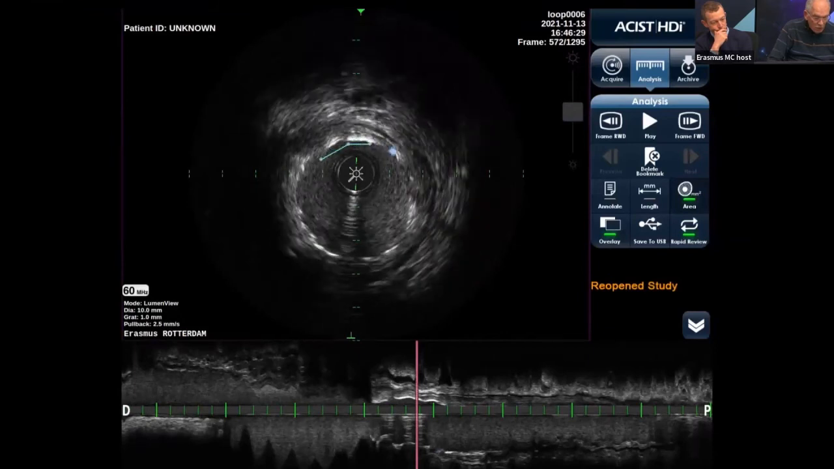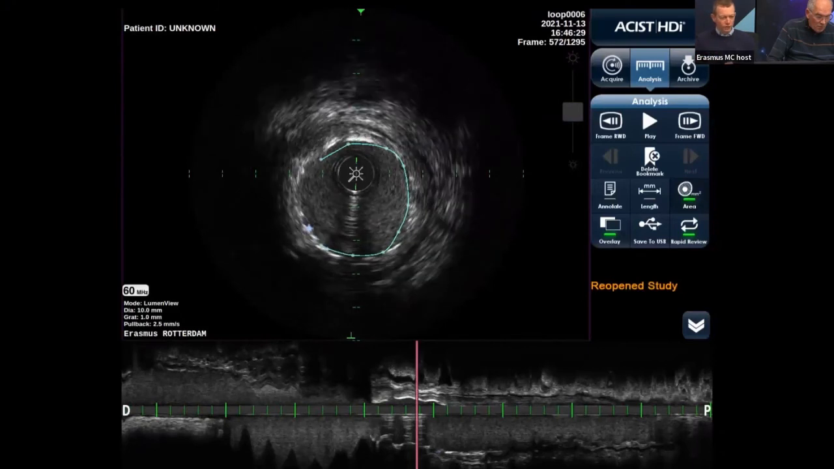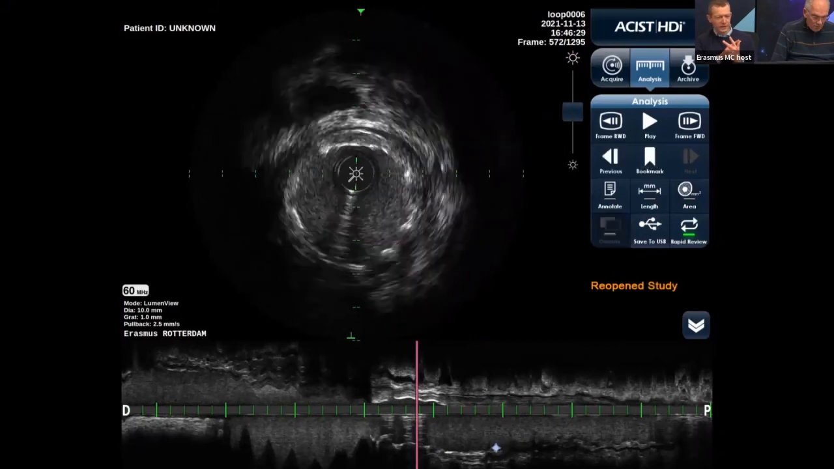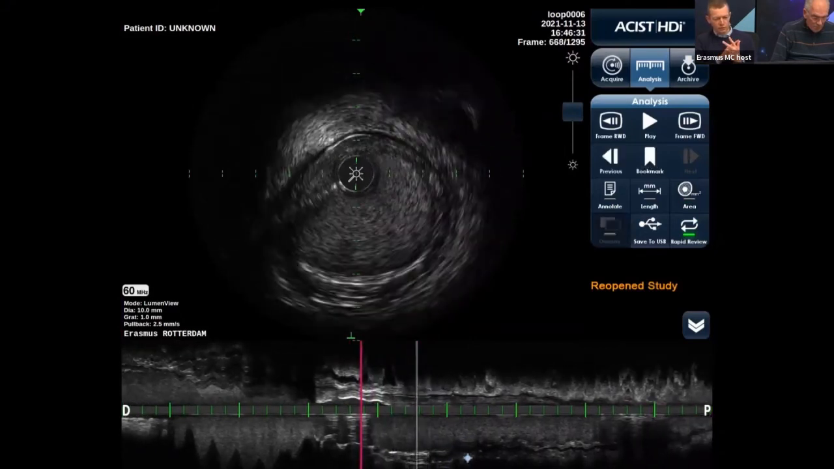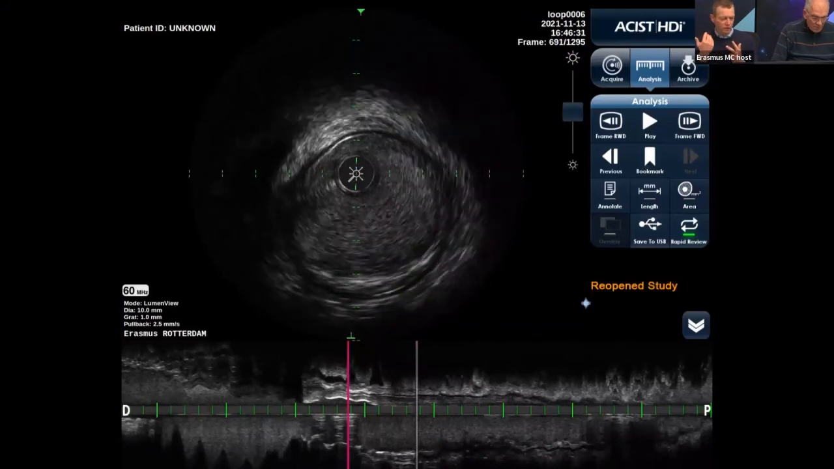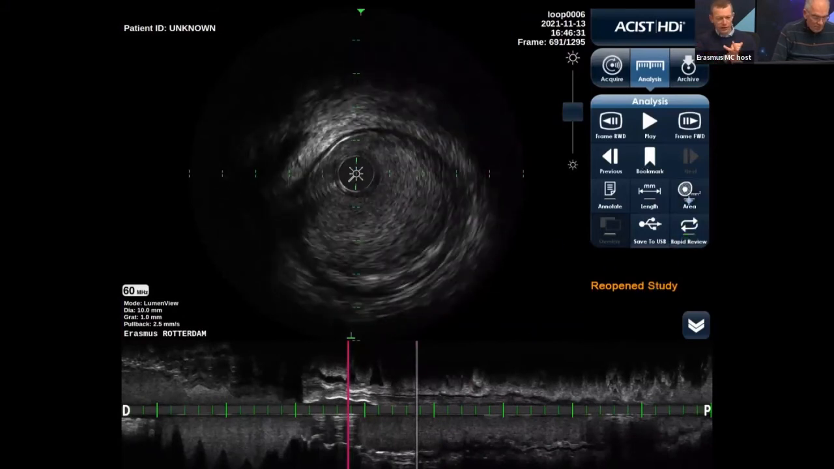Now I will go with the free hand again. So this is also not directly related or particular for this case, but if you do your post-PCI assessment, always adjudicate 3 basic things. 1, check your minimal stent area, should at least be 5. That is a very simple basic concept to remember, at least 5.